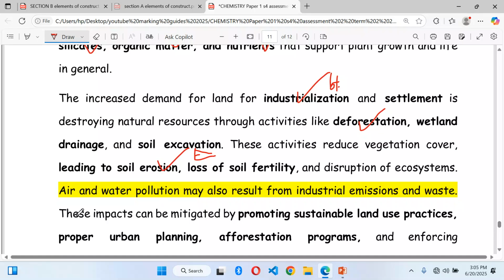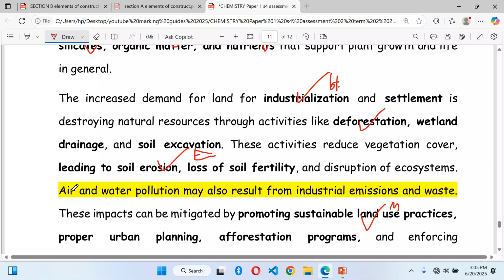They're saying that these impacts can be mitigated by promoting sustainable land use practices. This is the mitigation. Now, there's this one which I put in yellow.